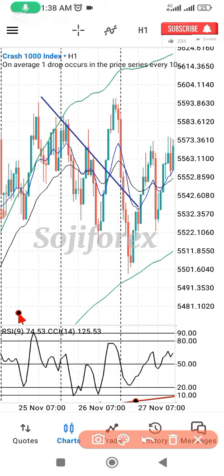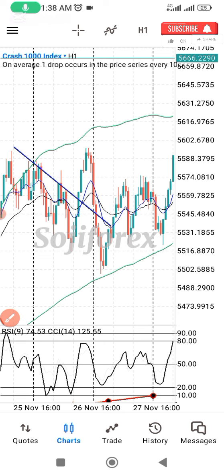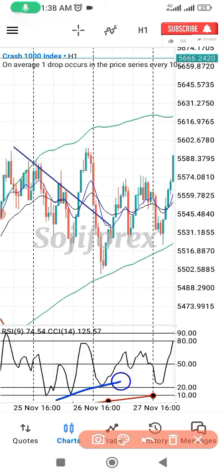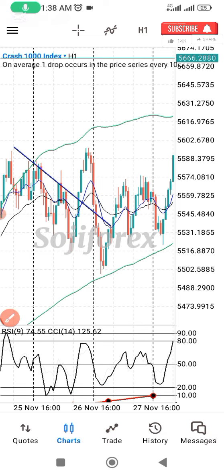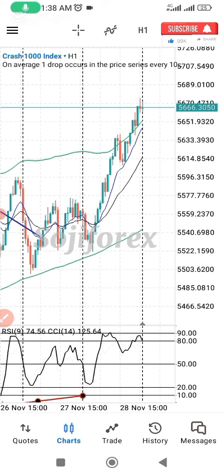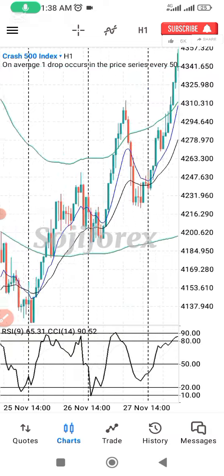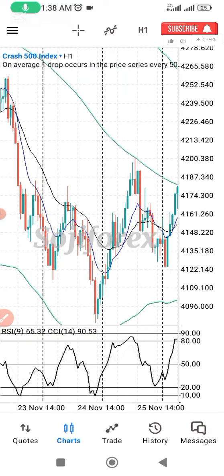Then it pulls back again. When this pull back, look at it again, divergence. Look at this. Price break out of it, you make your entry, and then you see how this plays out. So this is how you go about trading this. This is crash 500, right?